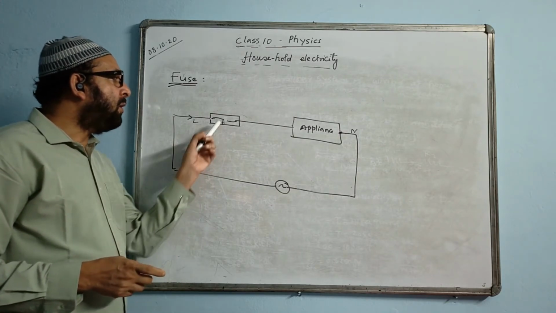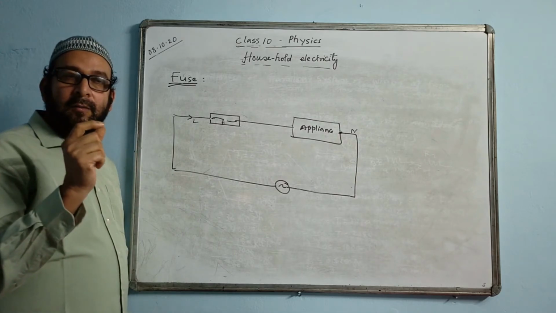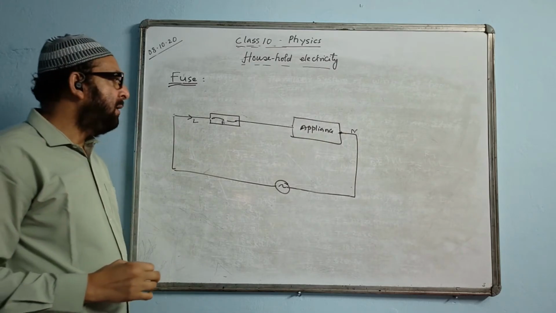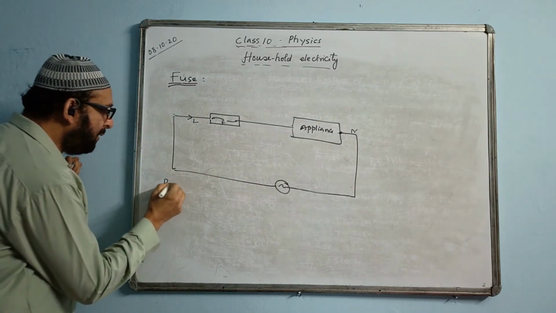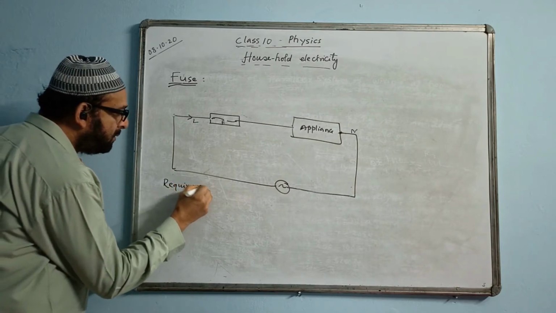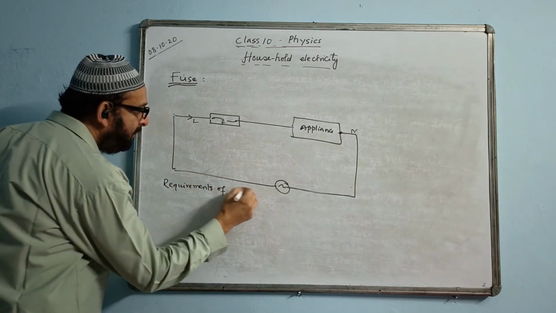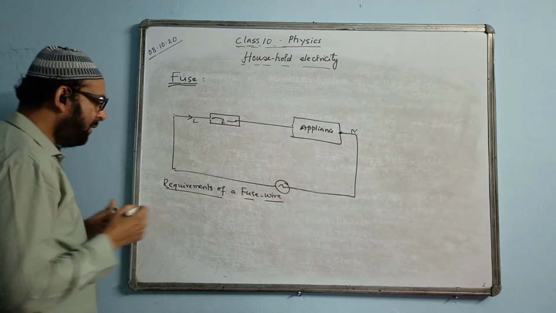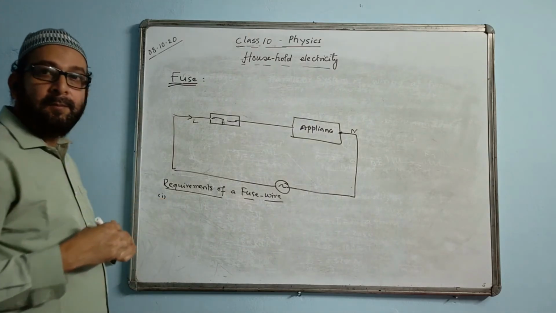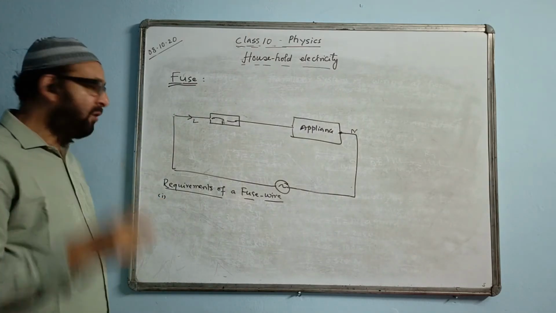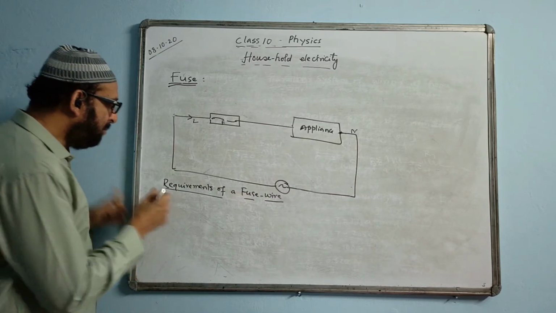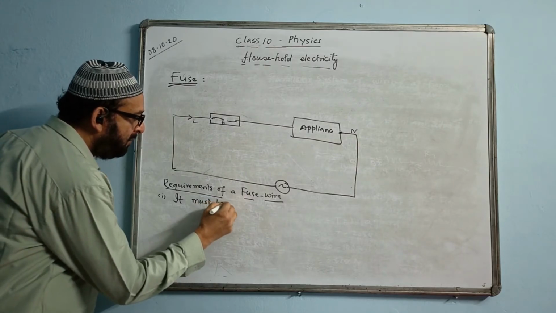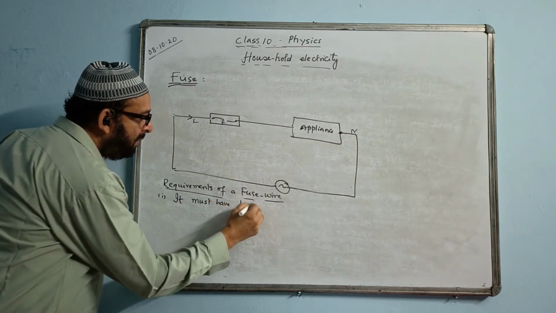Okay, now the next part, what are the requirements of a good fuse wire? What type of property should the fuse wire have? Requirements of a fuse wire, that is important. A fuse wire must have two properties or two requirements. Number one, it must have a low melting point.